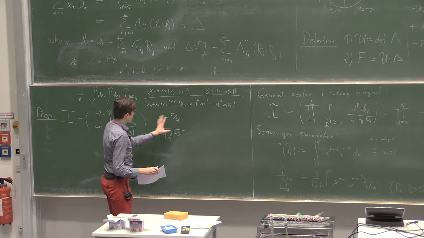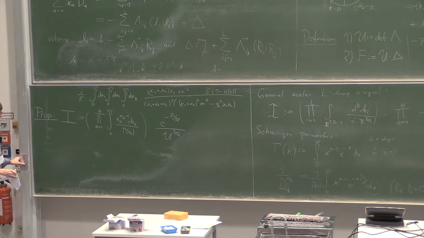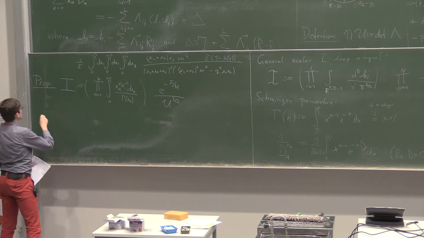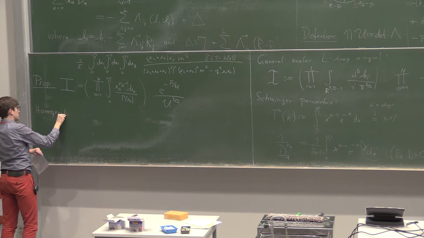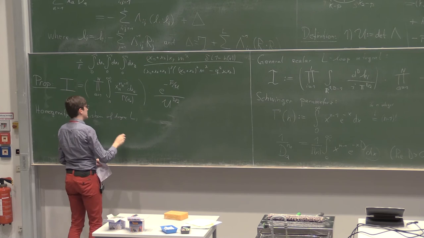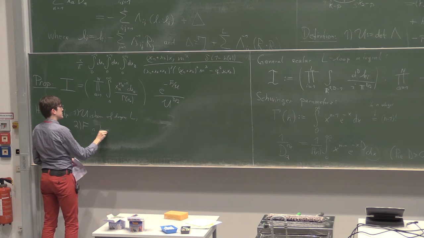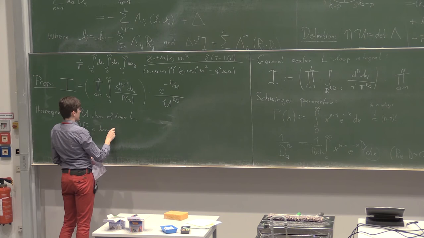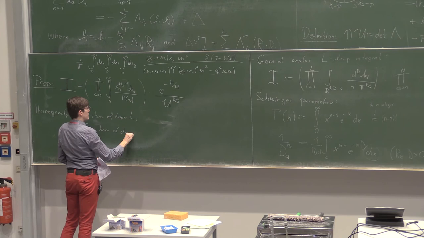Then you can, again, exploit homogeneity. Yeah, because of homogeneity, u is homogeneous of degree L, the loop number. F is homogeneous too. That's easy to check. You can take the formulas and check that the degrees work out: F is homogeneous of degree loop number plus 1. Then we have everything we need.